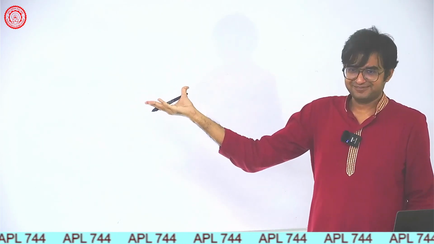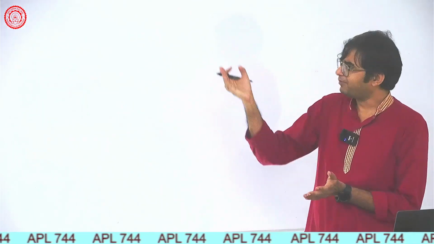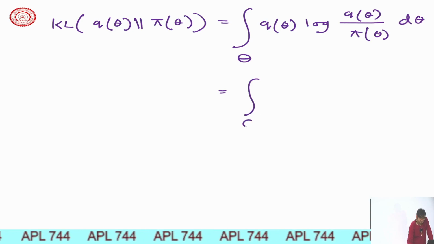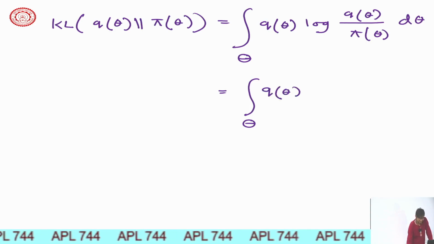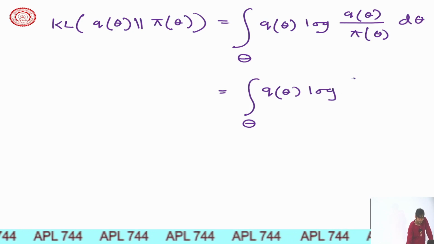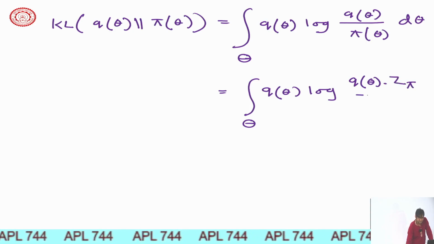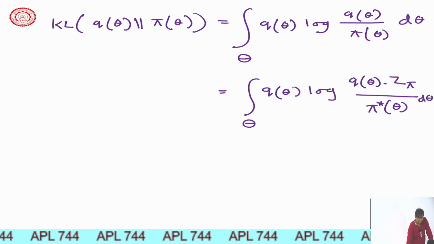We don't know Z pi. In other words, we don't know pi theta itself. But first of all, we know pi star theta. So what we can do at least is write pi theta in terms of pi star theta and Z pi. So this is equal to the integration over capital theta. I am going to omit this capital theta from the next step, but it is there, I just will not write it. So log q theta dot Z pi divided by pi star theta d theta. Okay, clear?